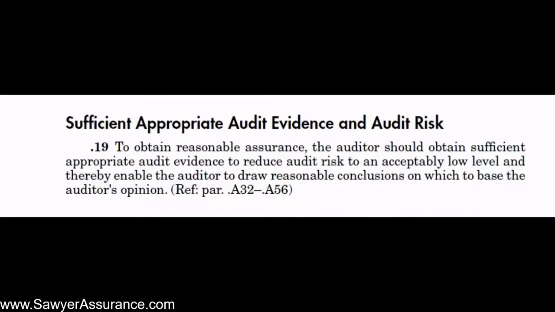Alright, so in this video we're going to continue our discussion of AUC section 200.19, and it says that to obtain reasonable assurance, the auditor should obtain sufficient appropriate audit evidence to reduce audit risk to an acceptably low level, and thereby enable the auditor to draw reasonable conclusions on which to base the auditor's opinion. And so in a prior video, we discussed what sufficient appropriate audit evidence means. And so in this video, we want to discuss and understand what exactly audit risk is.